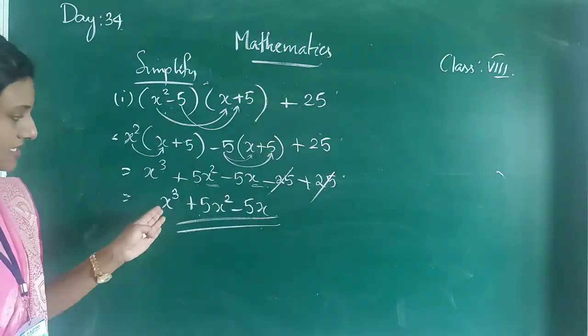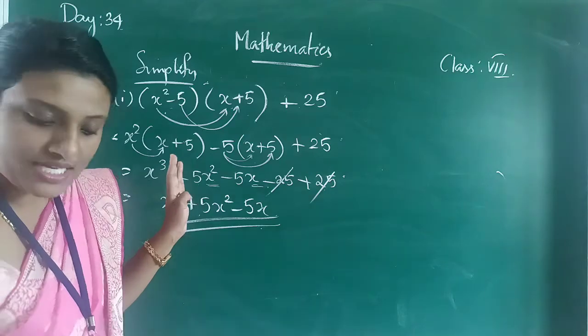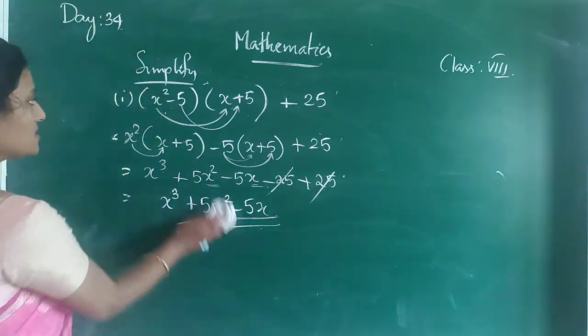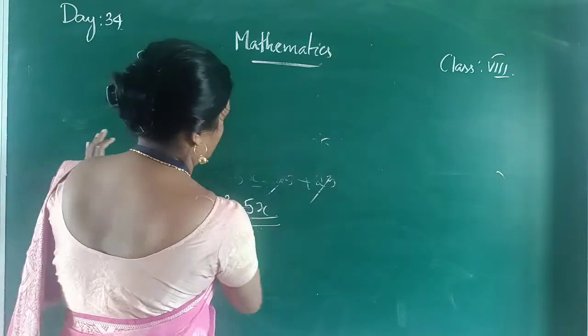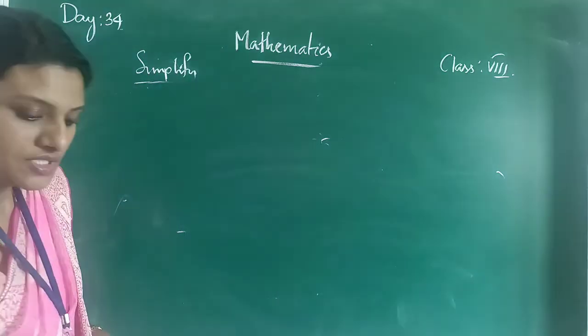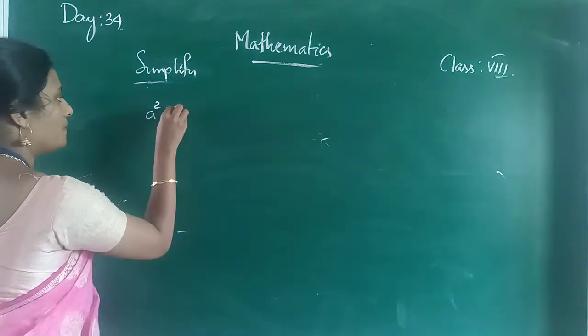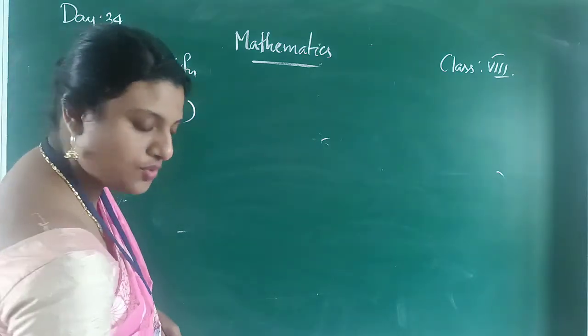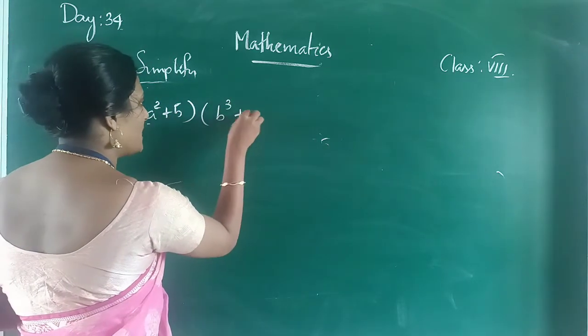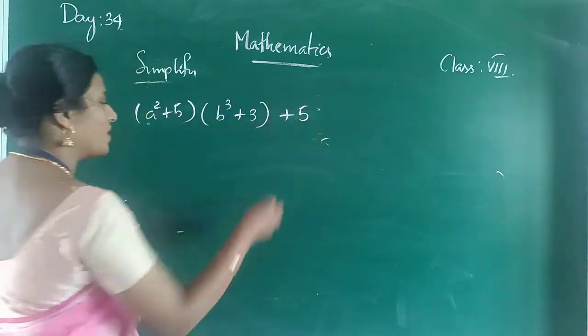I can write the answer: x cube plus 5x square minus 5x. Second question is (a square plus 5) into (b cube plus 3) plus 5. How do you do this problem?